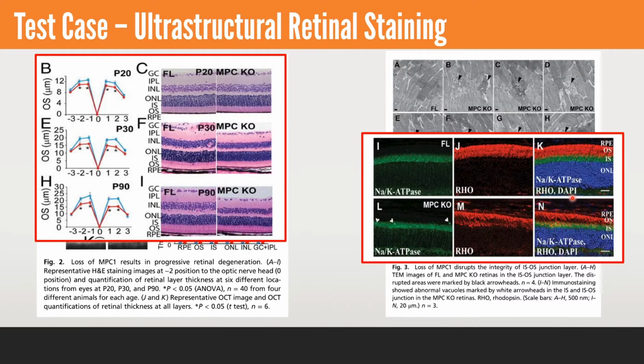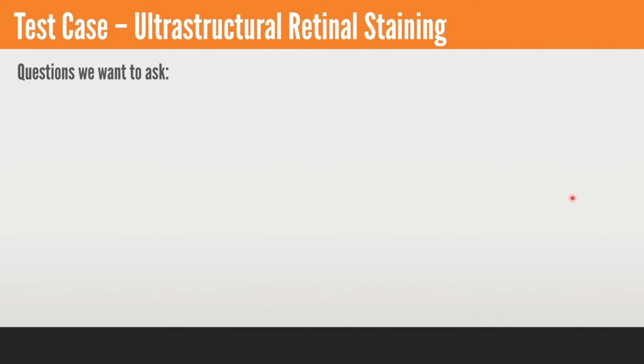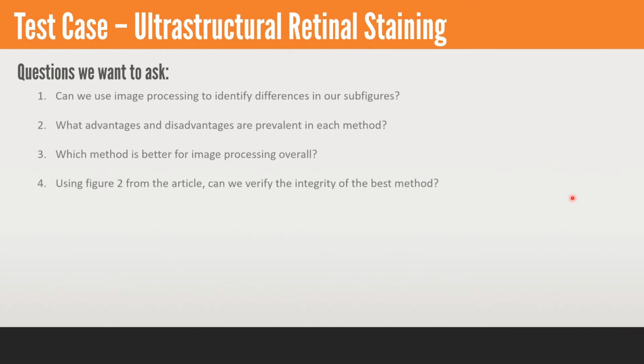So we have a few questions that we want to ask as we run our code. First of all, can we use image processing to identify differences in our subfigures? And second of all, what advantages and disadvantages are prevalent in each method, the automatic and the manual method? And then we're going to conclude which method is better for the image processing, just overall.